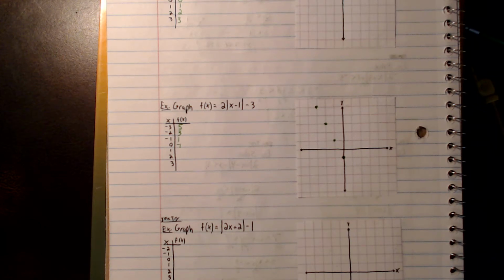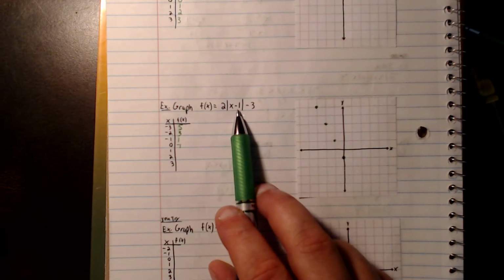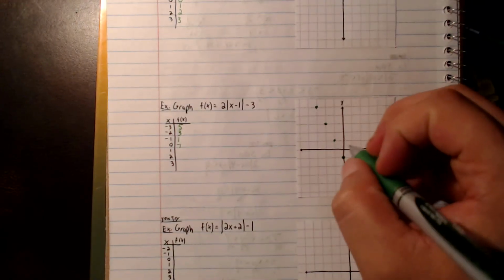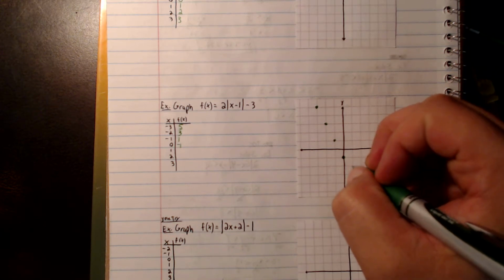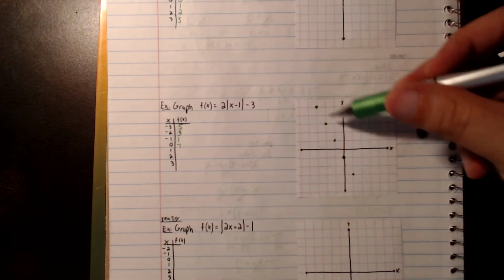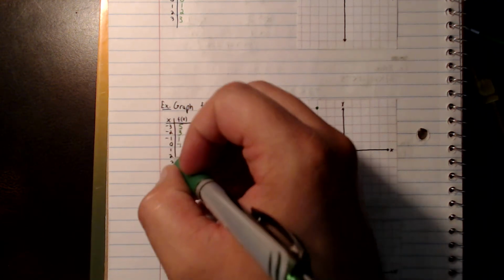Let's try plugging in positive 1. 1 minus 1 is 0. 2 times 0 is 0. 0 minus 3 is negative 3. So at 1, we ended up with negative 3. Well, this thing just keeps on going down. Do you think it will ever go back up? I don't know. Let's see.